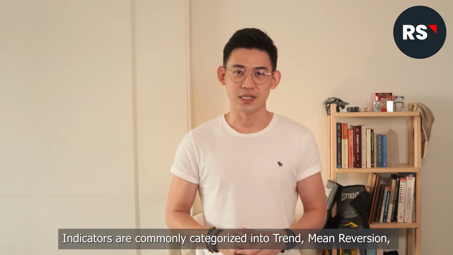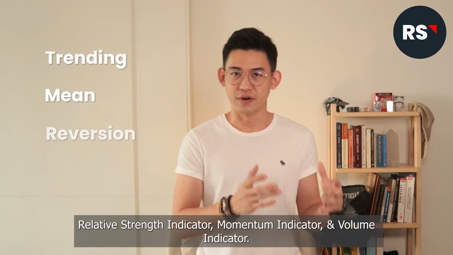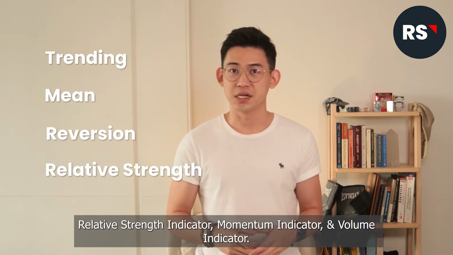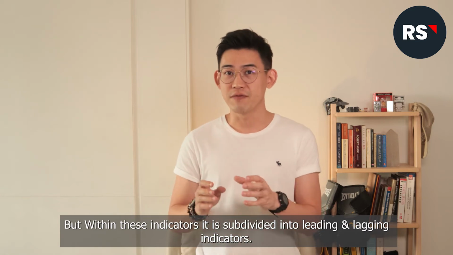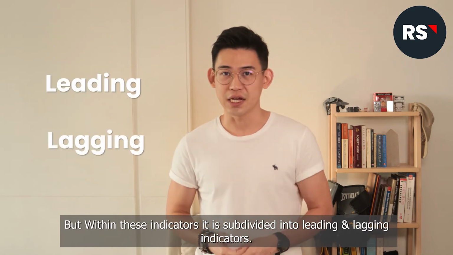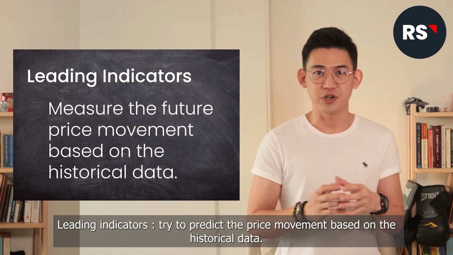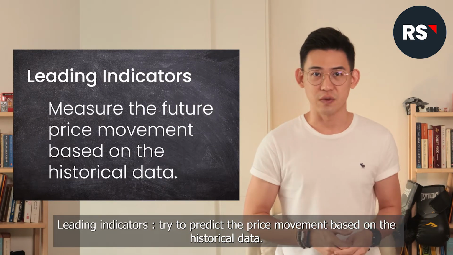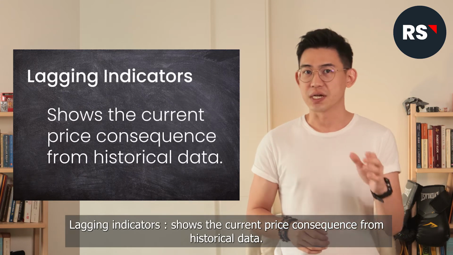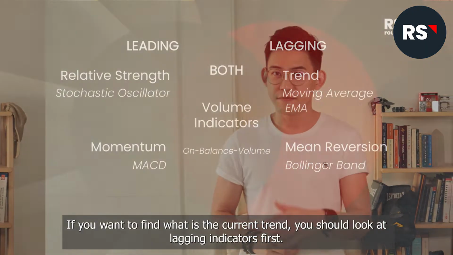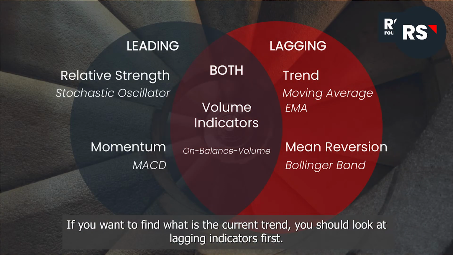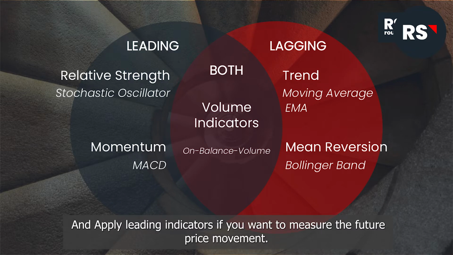Indicators are commonly categorized into trend, mean reversion, relative strength, momentum, and volume indicators. But within these indicators, it is subdivided into leading and lagging indicators. Leading indicators try to predict the price movement based on historical data. Lagging indicators show the current price consequences from historical data. If you want to find the current trend, you should look at the lagging indicators, and apply leading indicators if you want to measure the future price movement.